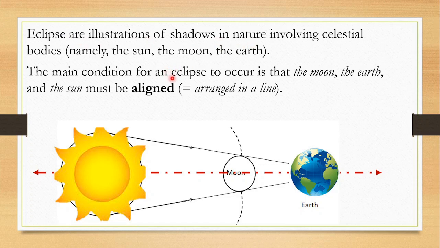The main condition for an eclipse to occur is that the moon, the earth, and the sun must be aligned. Now, the word aligned can have several meanings, but in this context, aligned means they must be in one straight line. See that they are in one straight line. The sun, the moon, and the earth should be aligned, means in one straight line.